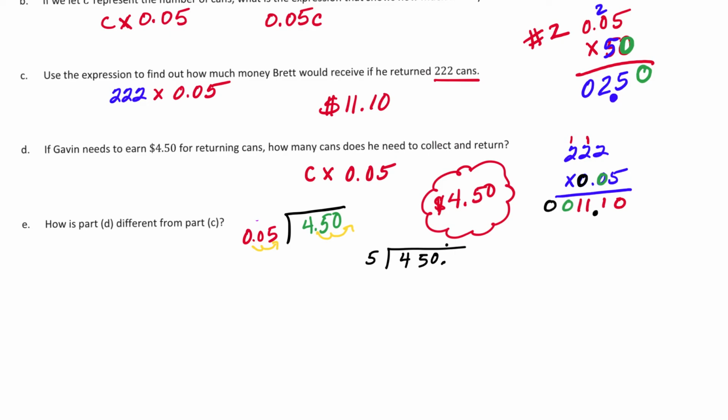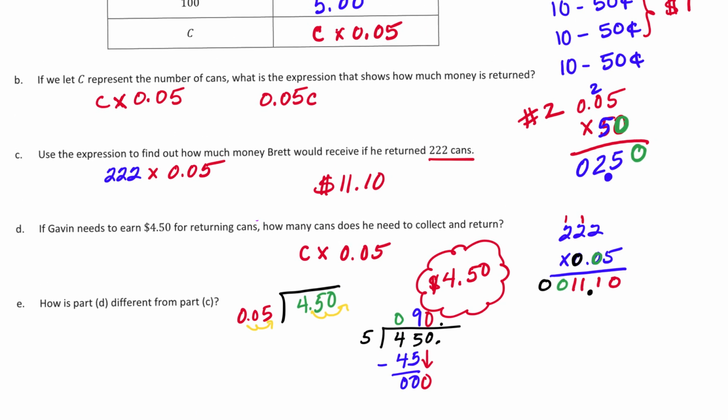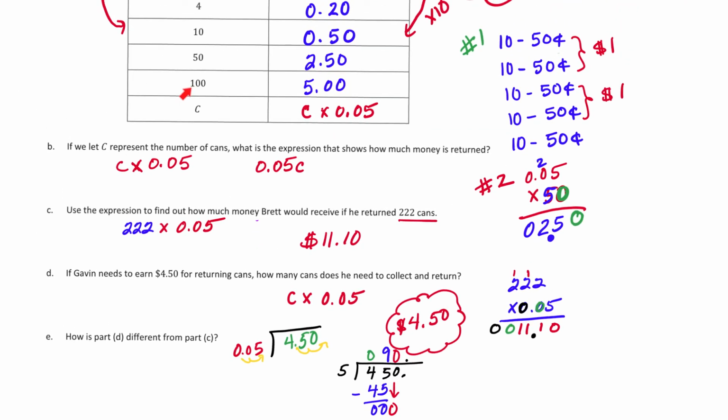Okay, we cannot make groups of 5. We only have 4. Now we gotta look at 45, and that goes how many times? Yep, 9 times. 5 times 9 is 45. Subtract it. Bring the other 0 down, and you add a 0 on the top. So that equals 90 cans, which we said had to be close to 100, but not over, right here. So that makes sense. So you need 90 cans. So let's write it. You need 90 cans.